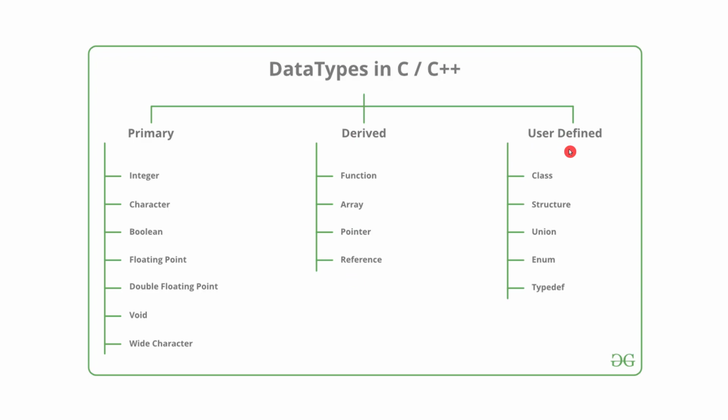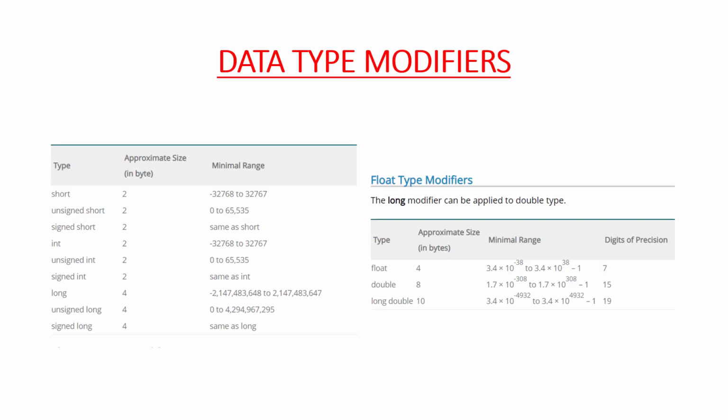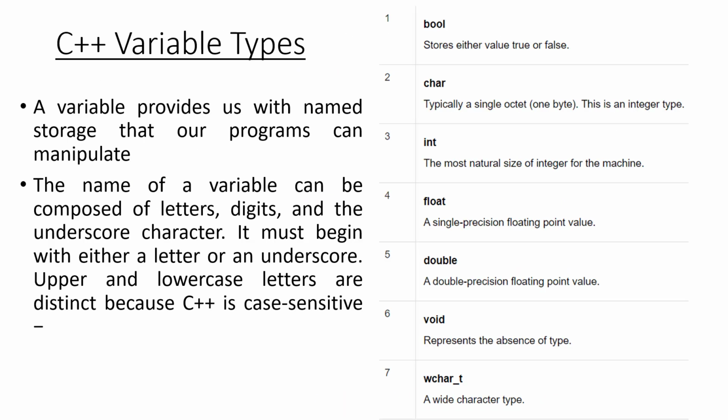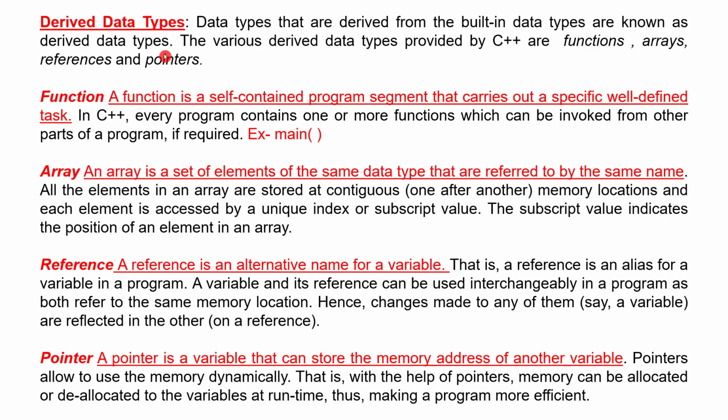And there are also some more user defined data types like class, structure, union, enum, and typedef, which we'll be learning as the course proceeds. So coming to the derived data types. By definition, data types that are derived from the built-in data types are known as derived data types.